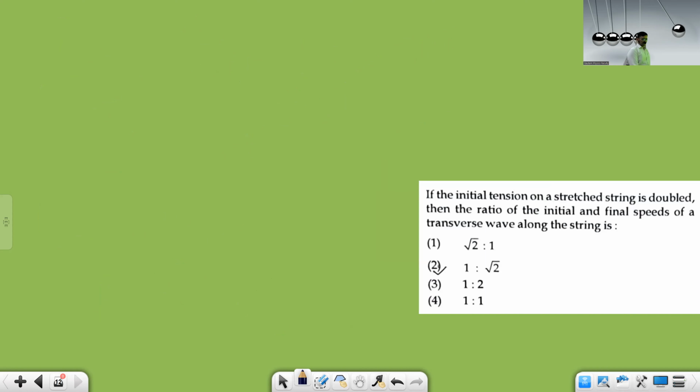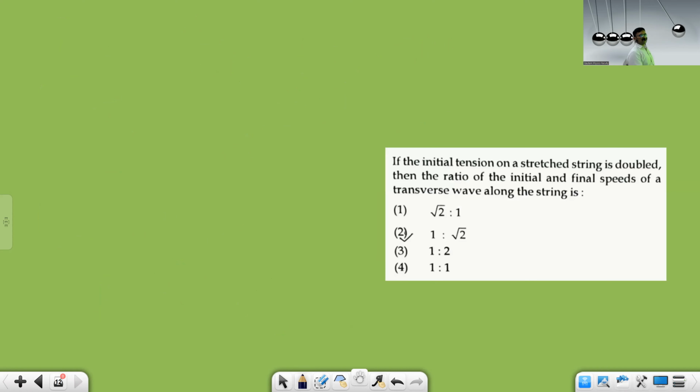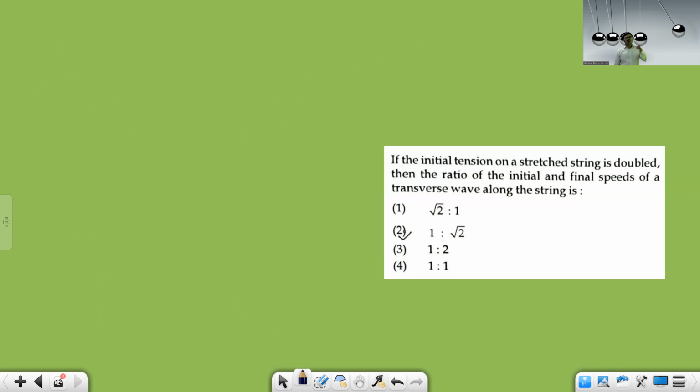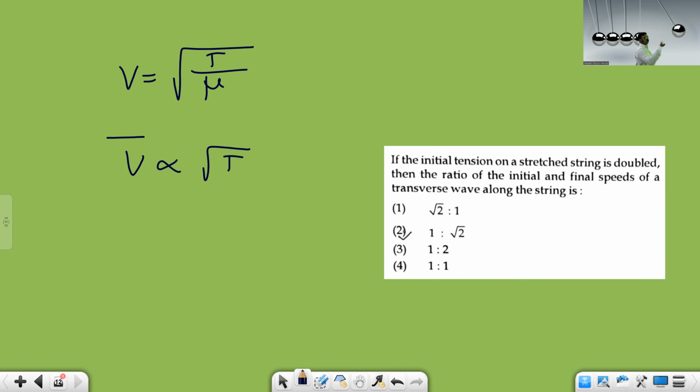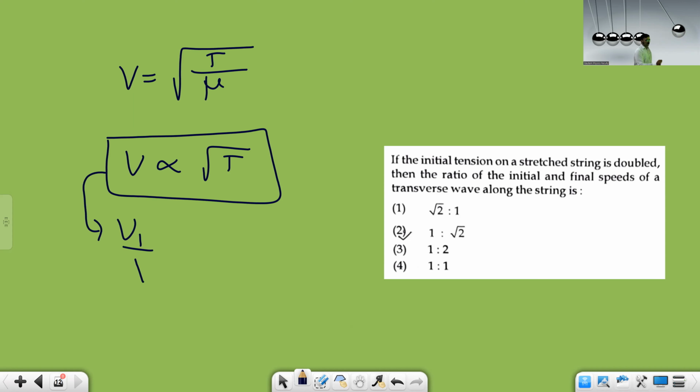Let's see one more. This is based on the speed of transverse waves. We know very well this comes under the chapter oscillations and waves, in NCERT first year. The speed of transverse waves is nothing but root over T by linear density. They are taking the same string, so mu is the same here. So speed is directly proportional to root over T, where T is the tension in the string. Obviously, it's a very easy sum. V1 by V2 is equal to root over T1 by T2.